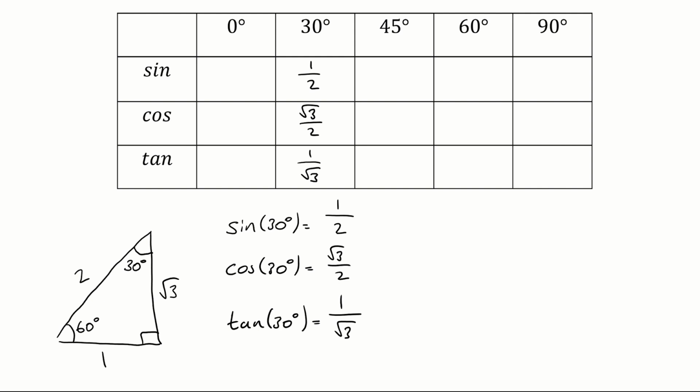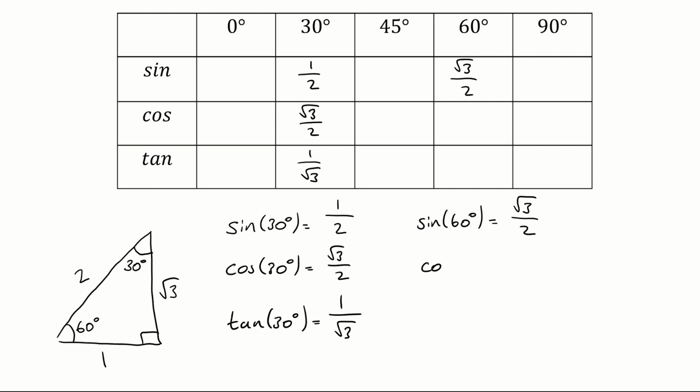Now, if we move on to our 60-degree angle, let's have a look at what the sine of 60 degrees is. So our opposite, our adjacent, and our hypotenuse are all changing now. Okay, so the sine of 60, the opposite over the hypotenuse from our 60-degree angle, so the opposite being the square root of 3, and our hypotenuse being 2. So we can pop that one into there.